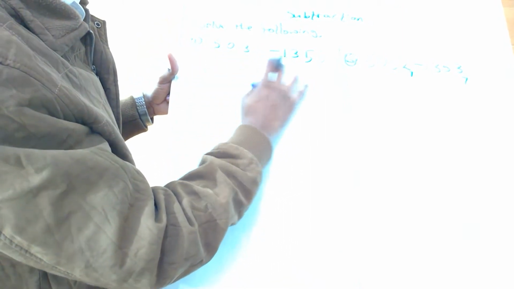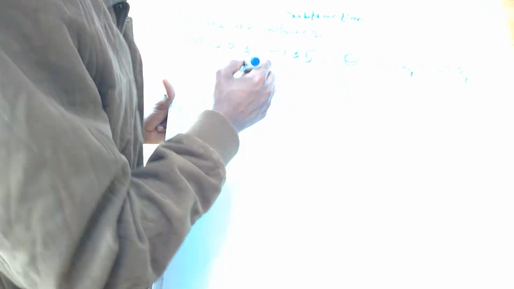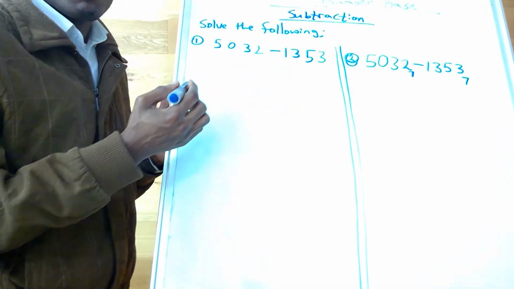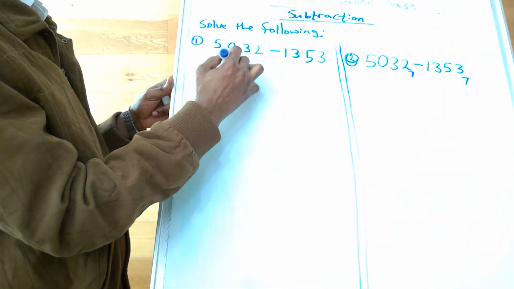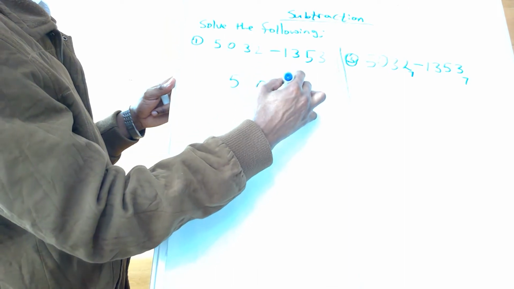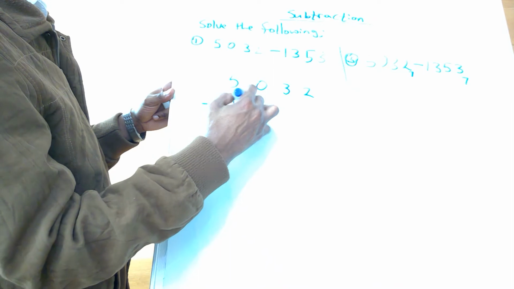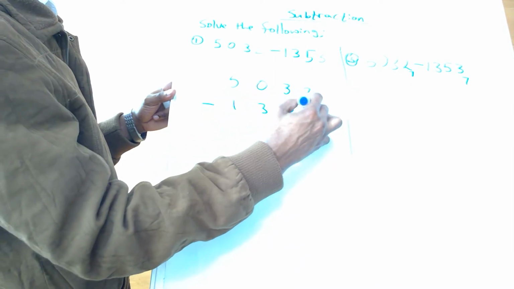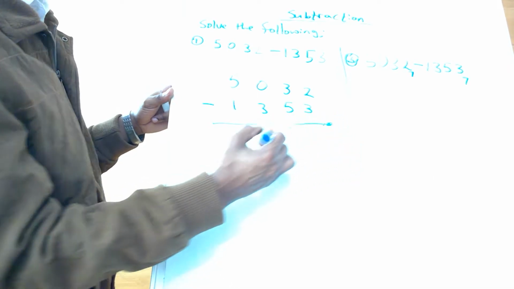So this one is what we are used to in our primary school days. From what we have here, you have to arrange it very well with space. 032 minus 1353. They are in base 10, don't forget, base 10.